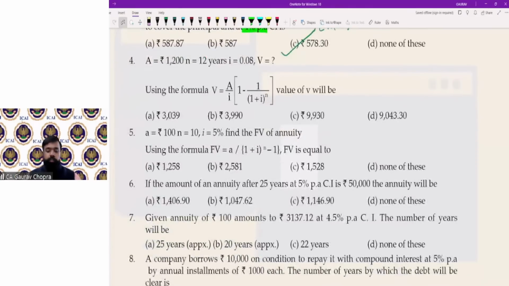Then Janvi is asking for question number 5. Question 5 is basically based on the future value of an annuity, and the formula is also given in the question. So just substitute the values and get the result. You can simply put the values of annuity A, time period 10, rate 5, and you will get the result for future value. So it is basically a direct question.